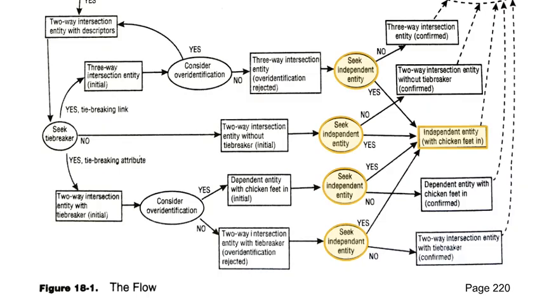There's several circles and lots of arrows here, but this last step is fairly straightforward. All we're doing is checking to see if we should evolve the entity we're looking at into what we call an independent entity. Either yes, we will do that, or no, we will confirm and keep the entity that we already had.